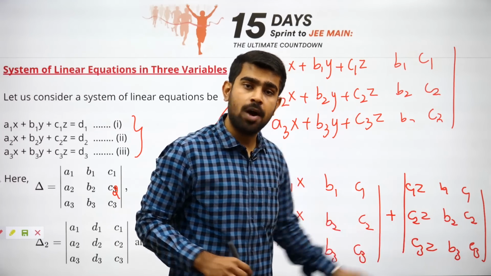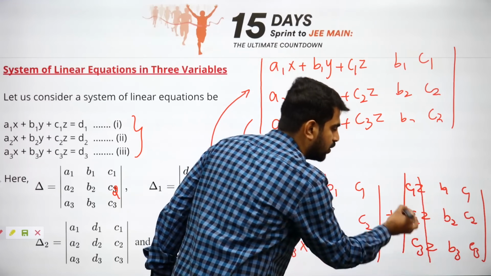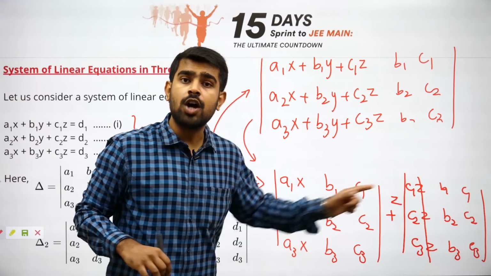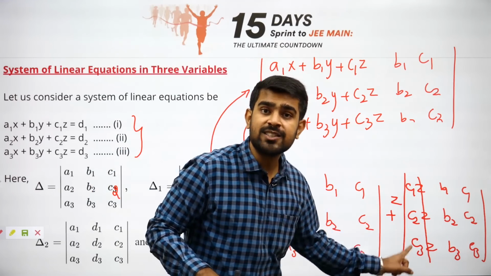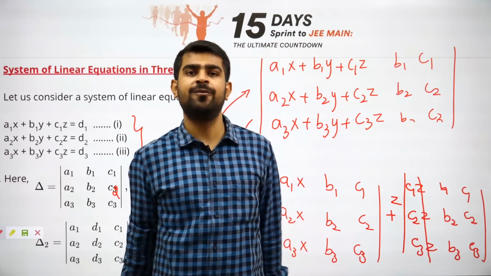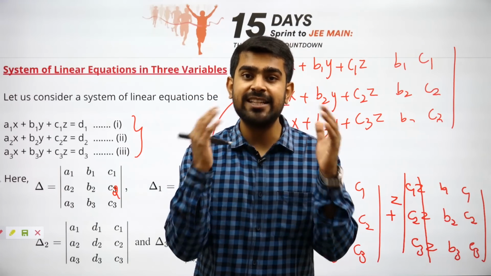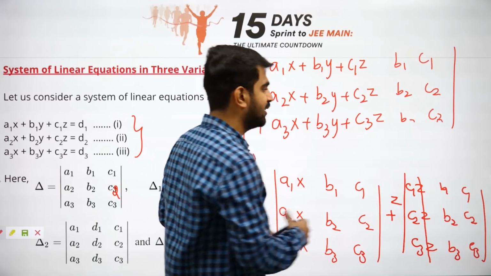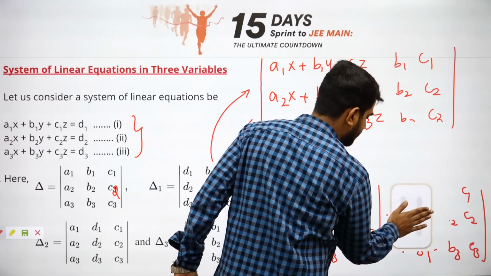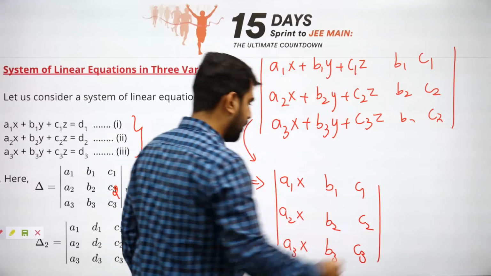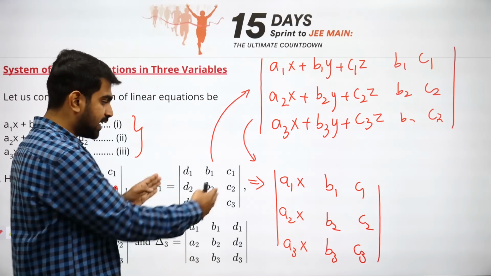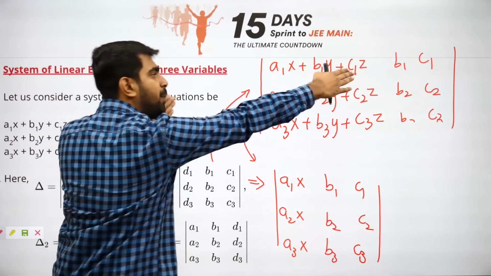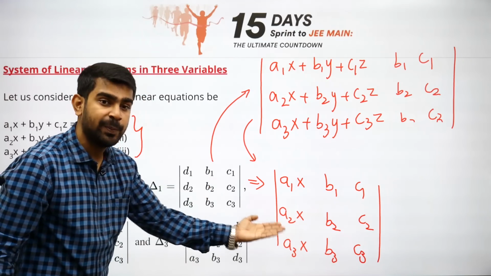Can I take Z common out of this? Now if I take Z common out of this, what happens? First column and last column are exactly the same. So what will happen? They will become 0. That's it. Over. So my delta 1, which was like this and came out to be so big, is now reduced to such a simple one.